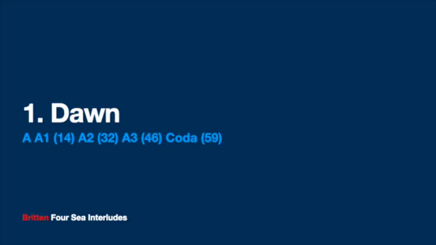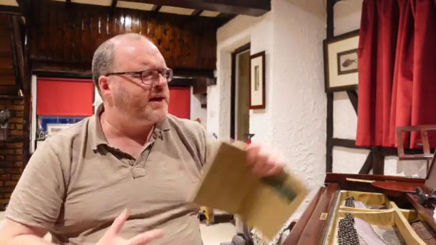Now, the first piece is called Dawn. We hear it after the prologue in the opera, just at the beginning of Act 1. And it's an incredibly evocative piece. We begin with this very high melody in the flutes and violins.